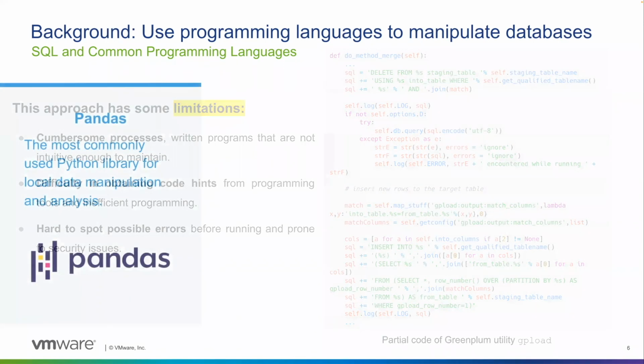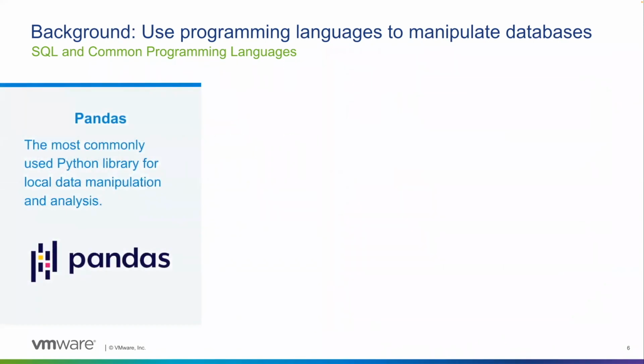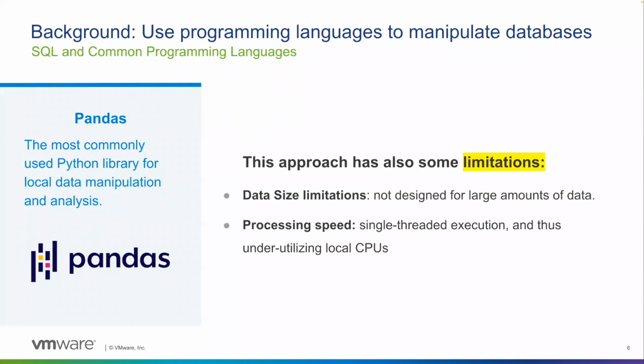To overcome these limitations, data analysts and scientists turn to Pandas, the most widely used Python library for local data manipulation and analysis, to export data from the database to local environments for manipulation. However, Pandas is not designed for handling large amounts of data, which presents challenges in terms of data size and processing speed limitations due to single-threaded execution and thus underutilizing local CPUs.